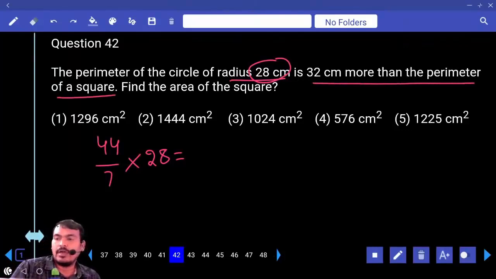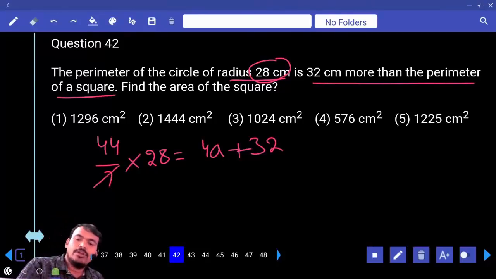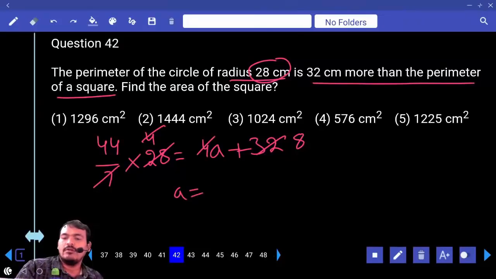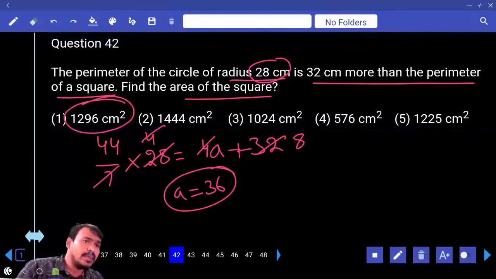Perimeter of a square. What is the perimeter of a square? 4a. Compared to 4a, how much value is more? 32 more or 32 less? 32 more. 7 how many times 28? 4 times. On both the left hand side and right hand side, 4 will be common. 4 how many times? 1 time. 4 how many times 32? 8 times. Then 44 equals a plus 8. Then a equals how much value? 36. If a value is 36, we require the area of the square, meaning a square or a? A square. Then the answer is 1296.